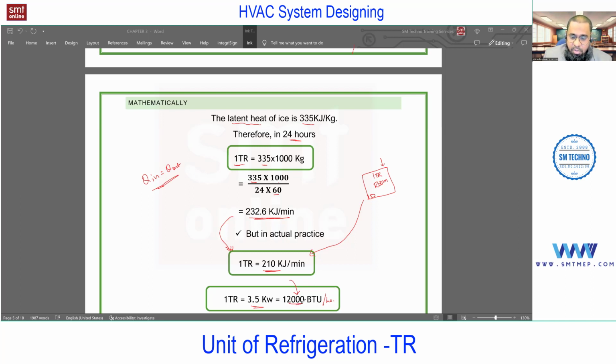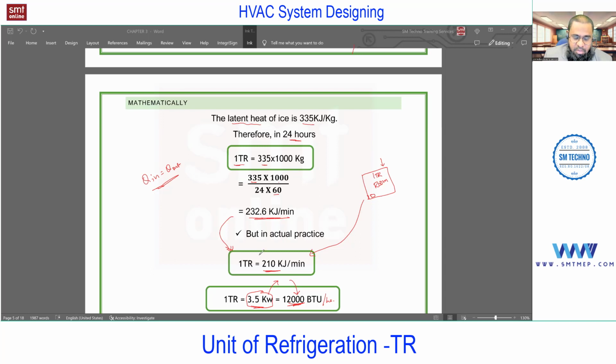So see, in terms of BTU, this is also important from an interview point of view. 1 ton equals 12,000 BTU per hour. In terms of kilowatt, it's 3.5 kilowatt. And this kilowatt is not an electrical kilowatt. Remember, it's a mechanical kilowatt, heat. Okay, so don't get confused.